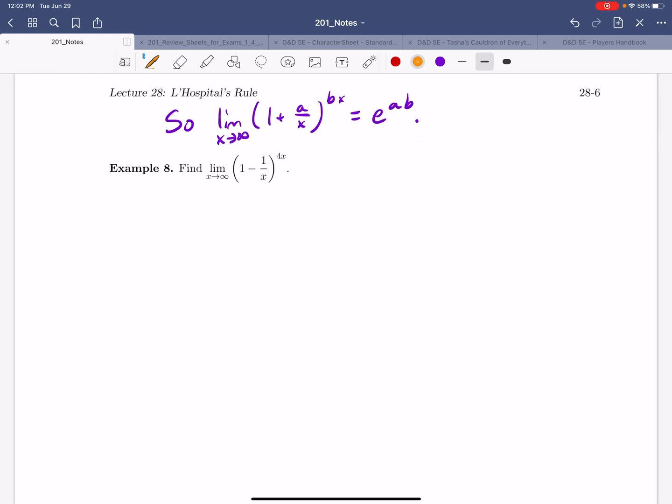Hey everyone, let's knock out example 8. Now we're going to be using a combination of ln and L'Hopital's rule, but we should know from the previous problem that the answer is going to be e to the negative fourth. Let's prove it.